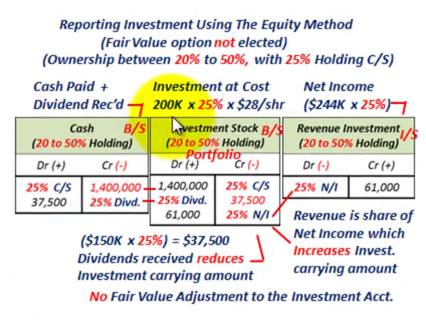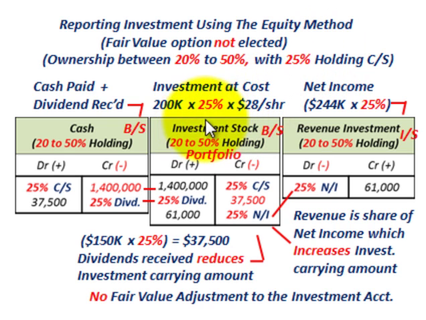Okay, so let's go up here and look. First, we're going to be looking at reporting this investment just using the equity method, which we normally have to do. This is where the fair value option is not elected. Again, with ownership between 20 to 50%, use the equity method. In this case, we're going to have a 25% holding of the common stock of Corporation B, so we have to use the equity method.